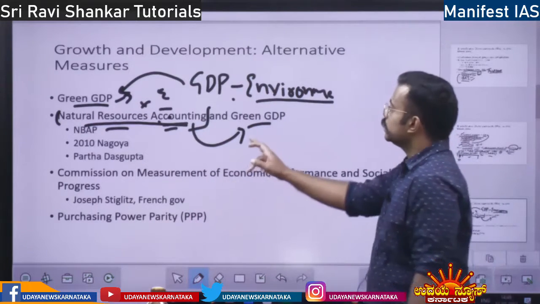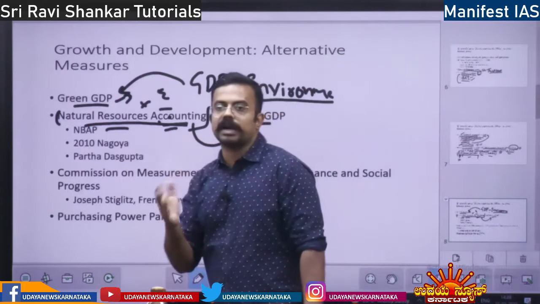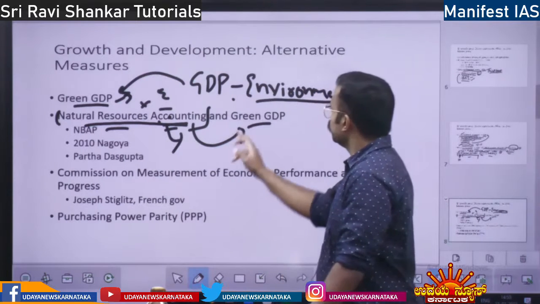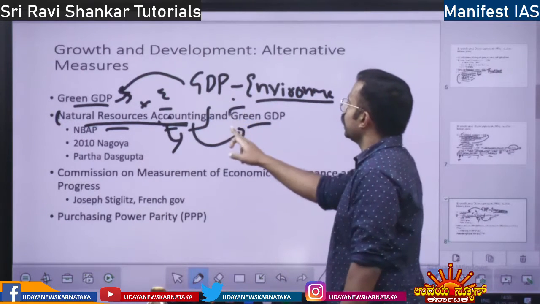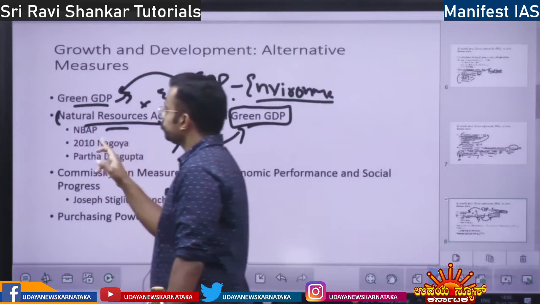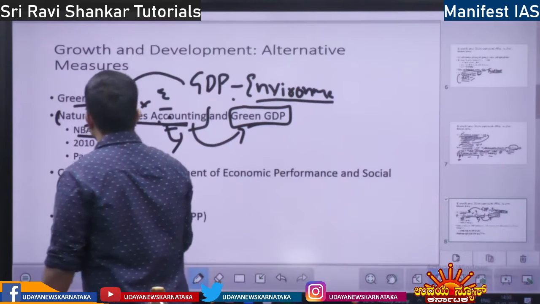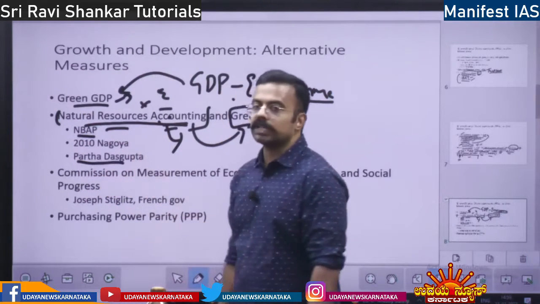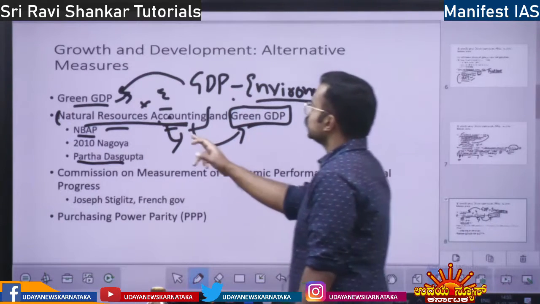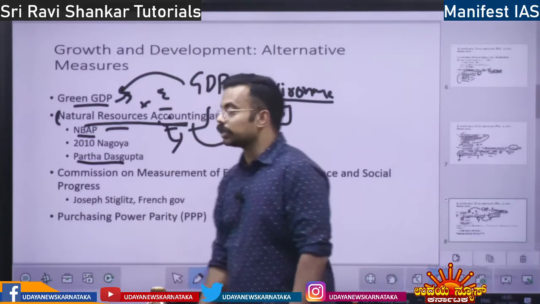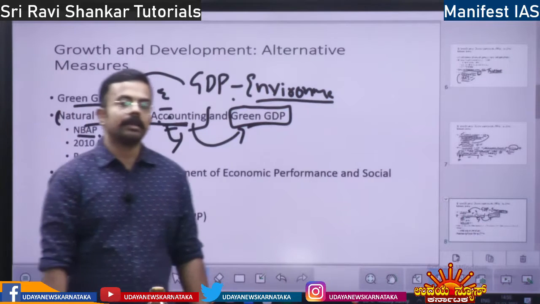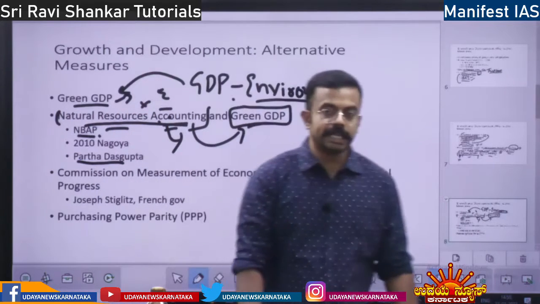So like that, this accounting of greenery is valued at some 100 crores. This will account for the natural resources. If we subtract it from GDP, then we will arrive at green GDP. This concept is given by Partha Dasgupta. Partha Dasgupta gives the concept of national resource accounting. So we have the National Biodiversity Action Plan.